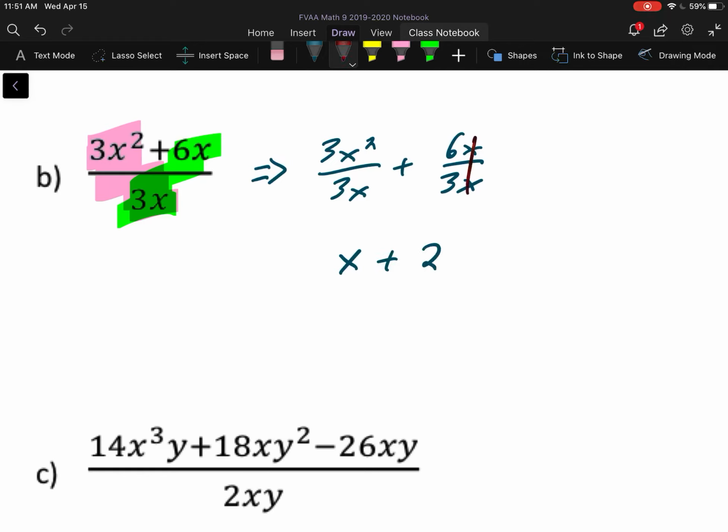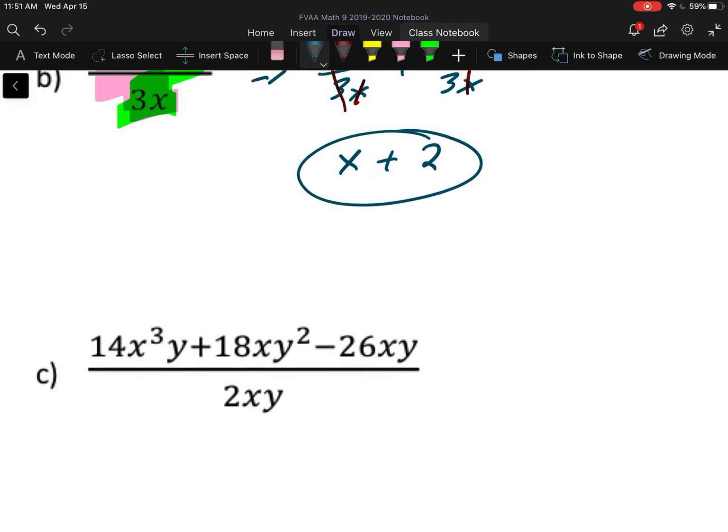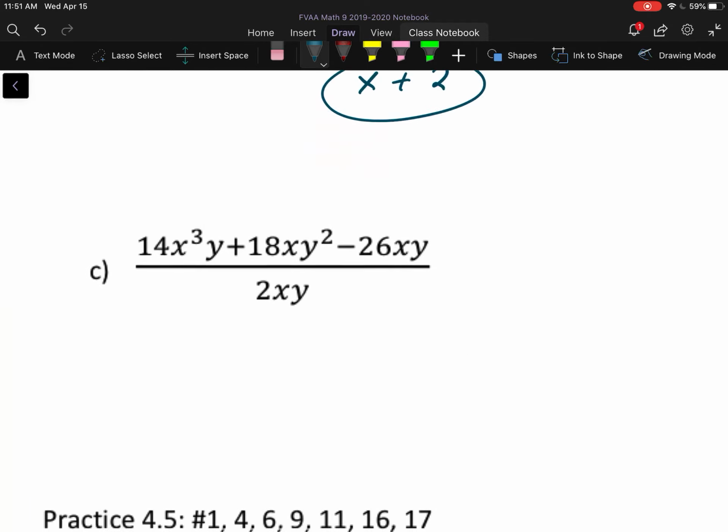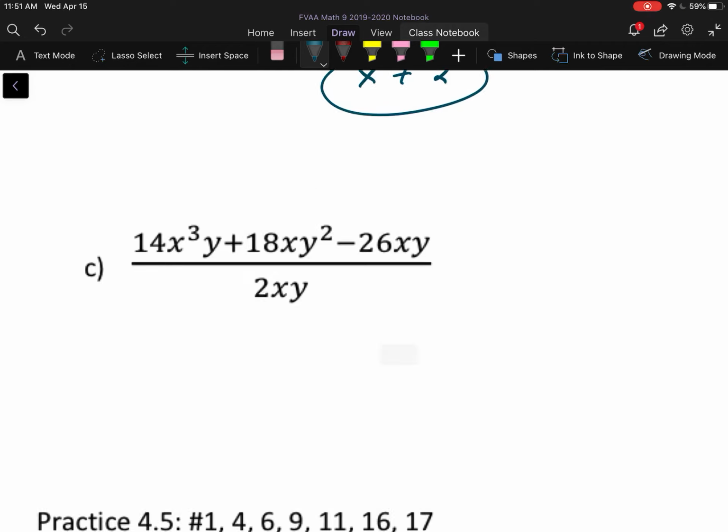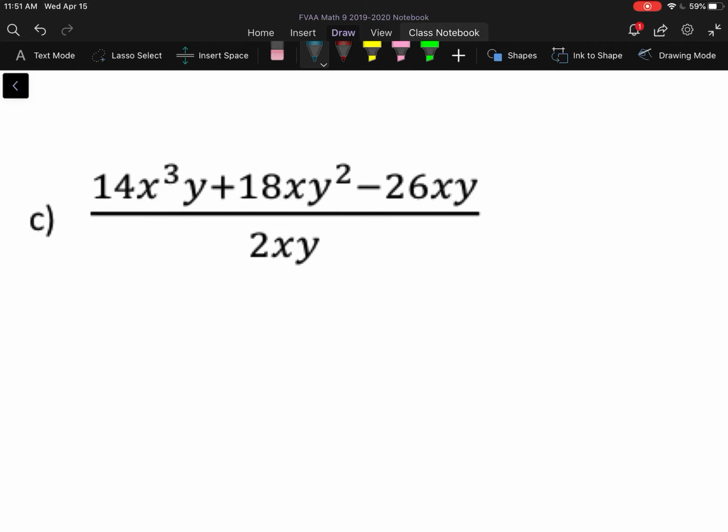And then 6 divided by 3 is 2. And then the x's cancel out. Here the 3's cancel out. And the x in the denominator canceled out the squared, essentially. And you're left with 1x. So x plus 2. All right, similar situation. Even if they're long and scary, we're going to take the same approach here.